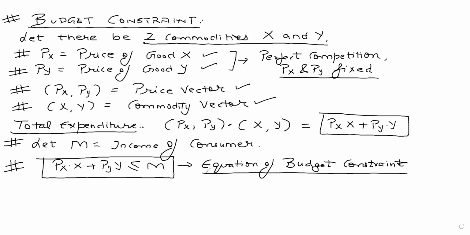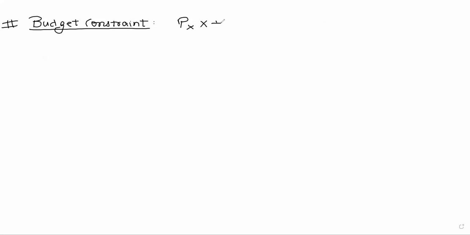Okay, so guys, if we plot the budget constraint, let's draw a diagram. Let's draw the graph, how it looks like. So my budget constraint is Px x plus Py y less than or equal to M. Now when we plot the budget constraint, what all do we need? We need the horizontal intercept. So how do we get the horizontal intercept?